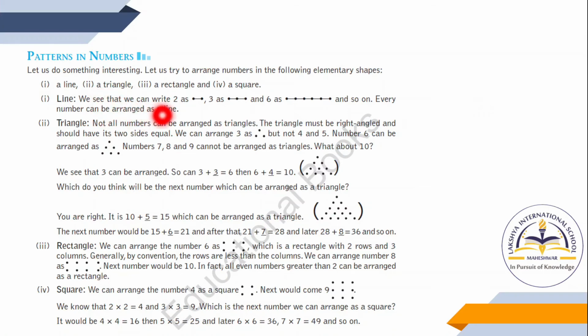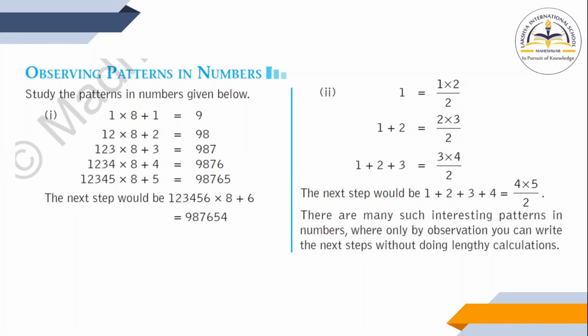We see that we can write 2 as 1 dot, 2 dot. Here you have to represent the line with the help of the given numbers. 3 dots are there, 6 dots are there. Now for a triangle, we also represent it with dots. For a rectangle, dots, and a square also. On the basis of this we will solve our exercise on patterns.